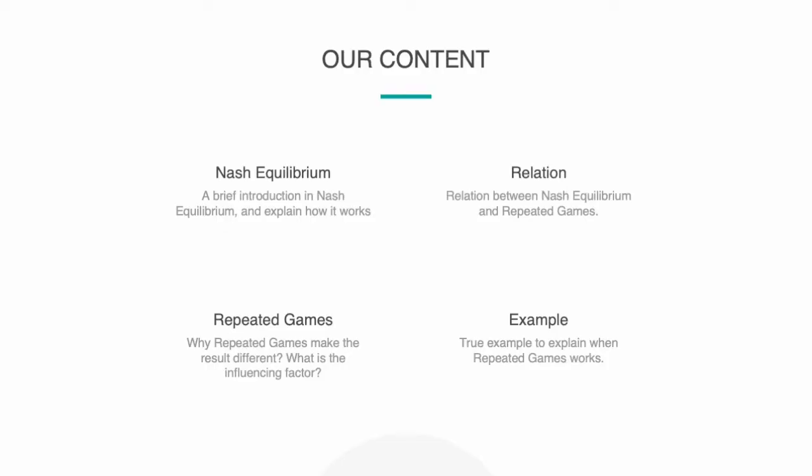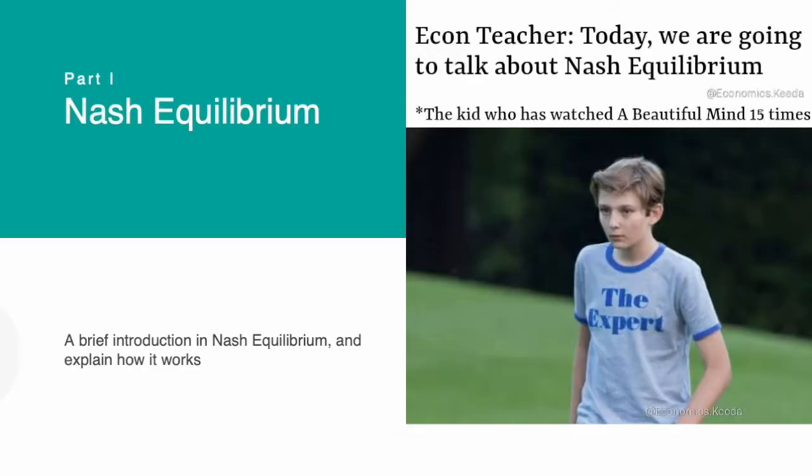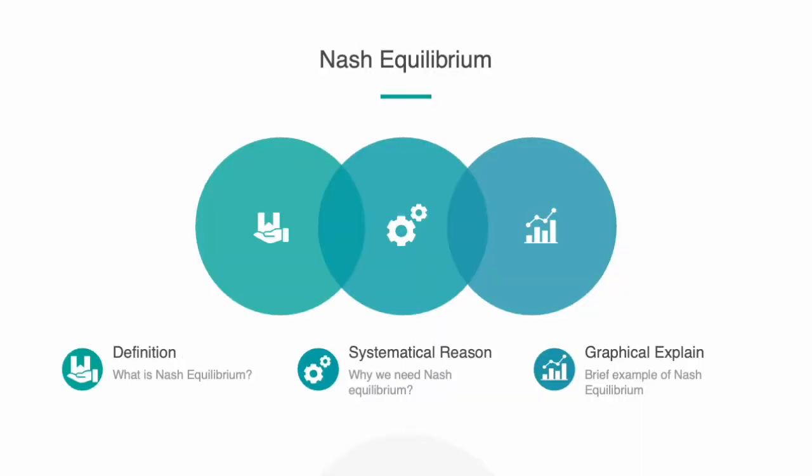Here is the outline of the video, and I am going to explain what repeated games are within 4 parts. First we dive into the first part, the Nash equilibrium. In this part I will briefly introduce the Nash equilibrium and explain how it works. I split the Nash equilibrium into 3 segments, including definition, systematic reason, and graphical explanation.